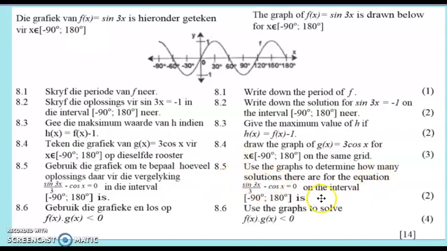Now in question 5, they say use the graph to determine how many solutions there are for the equation sine of 3x divided by 3 minus cos of x is equal to 0 on the interval minus 90 degrees and 180 degrees. So I did not see these graphs, so I definitely will have to do some form of a calculation to see what I am dealing with.